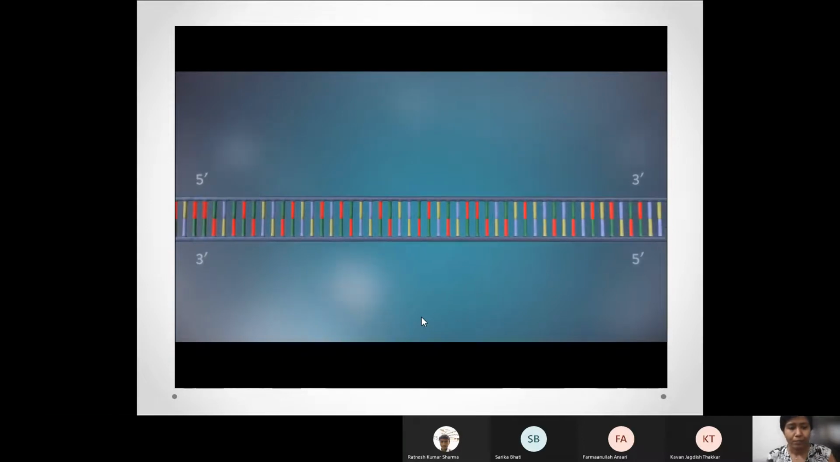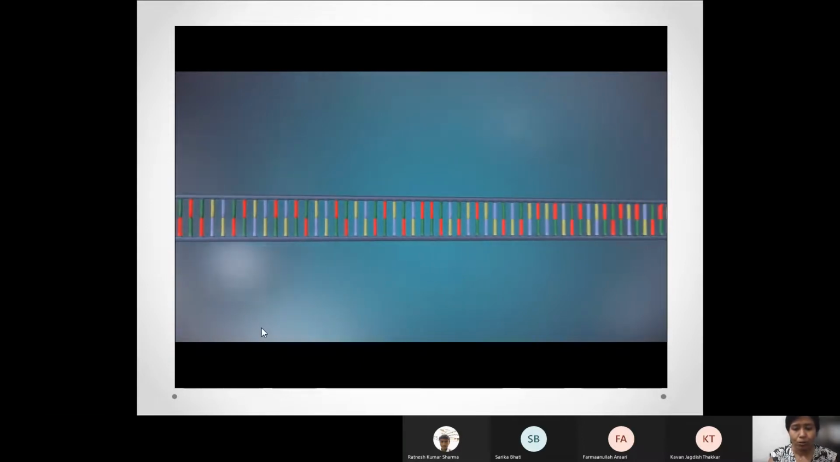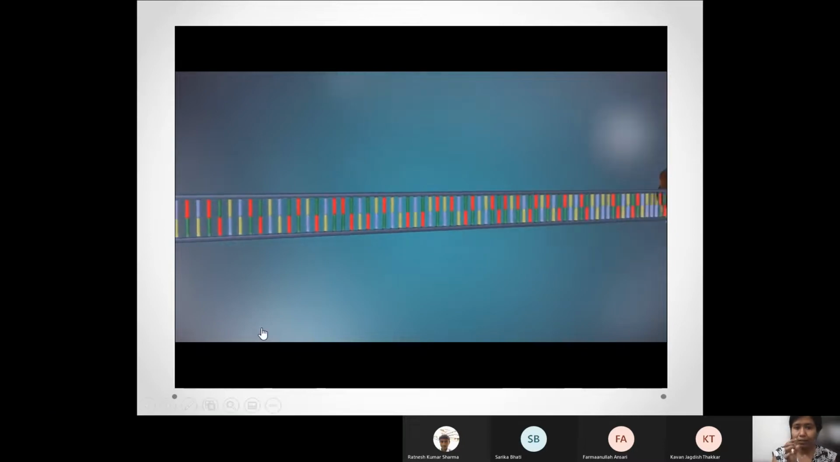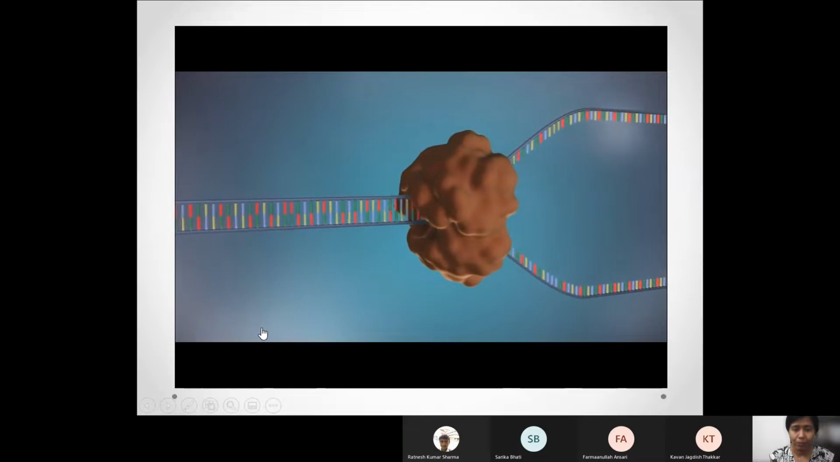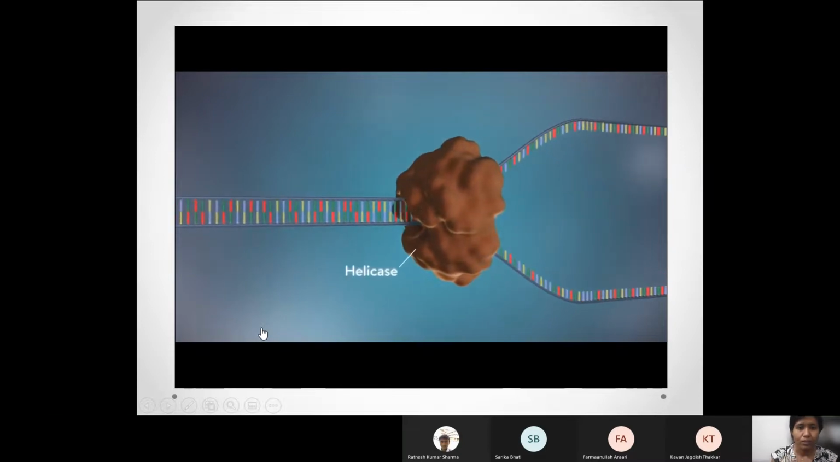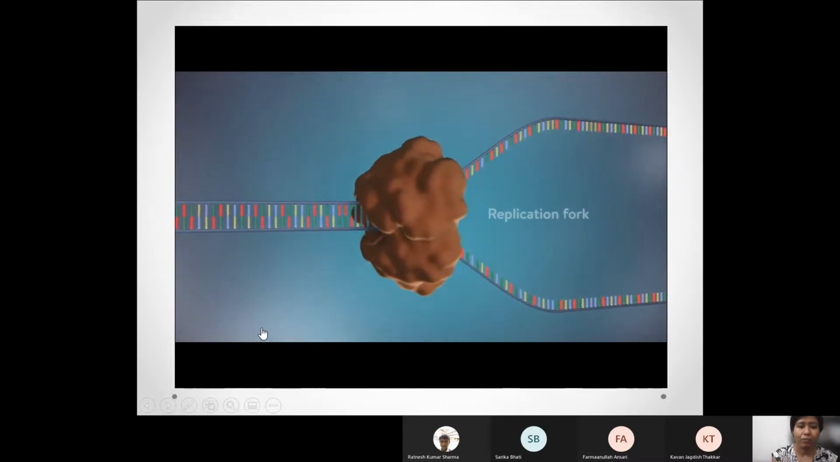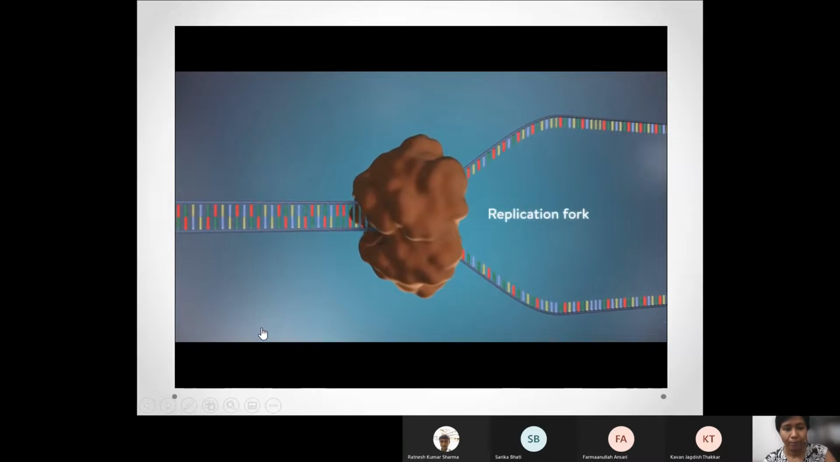Now, here this is important. What you saw before is that the two strands have a polarity, a 5' end and a 3' end. Now, do you understand what this 5' and 3' end actually means?